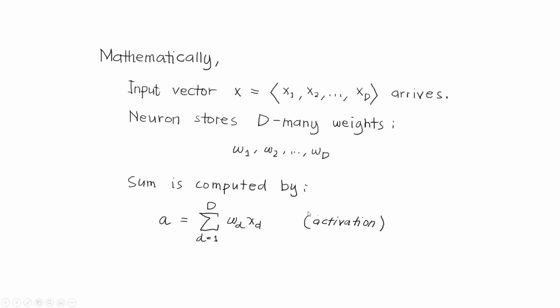So mathematically, the input is a vector. So the vector arrives to our neuron. So this one here.